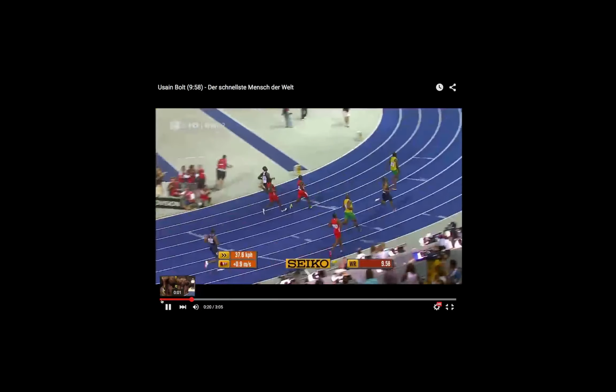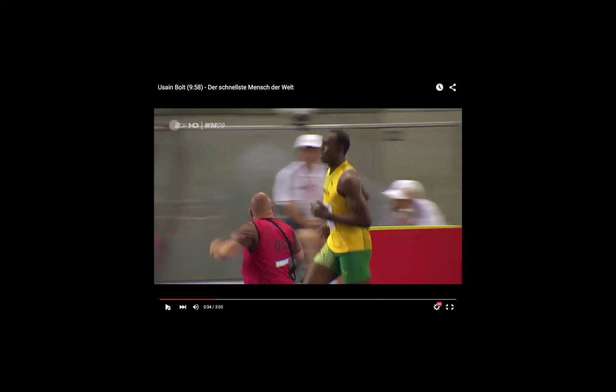And the cameraman trying to keep up. Okay, so this is the fastest man alive, and you get to live at the same time that he's living, and he's really fast. He just obliterated the world record here with 9.58 seconds, 100 meters in 9.58 seconds.